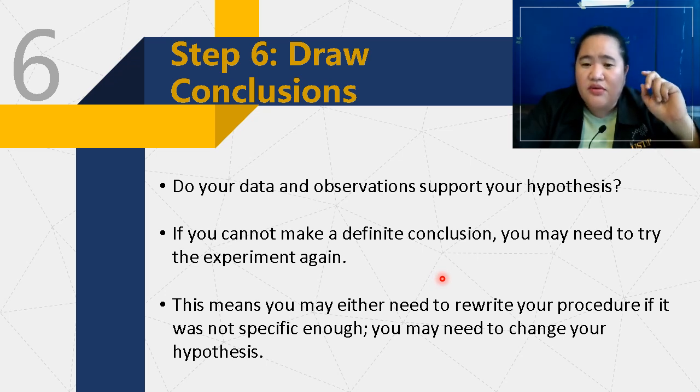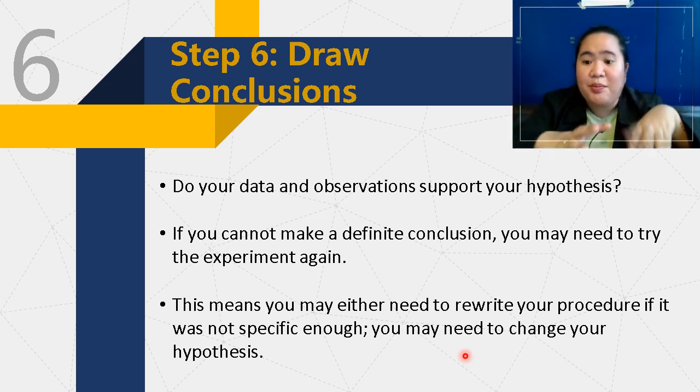if you can't conclude anything or show anything from the result of your experiment, class, you may need to try the experiment again. Maybe you need to repeat your experiment. So this means that you may either need to rewrite your procedure, okay, maybe because your procedure was not specific enough, or you may need to change your hypothesis. Maybe it's your hypothesis that you need to redo.